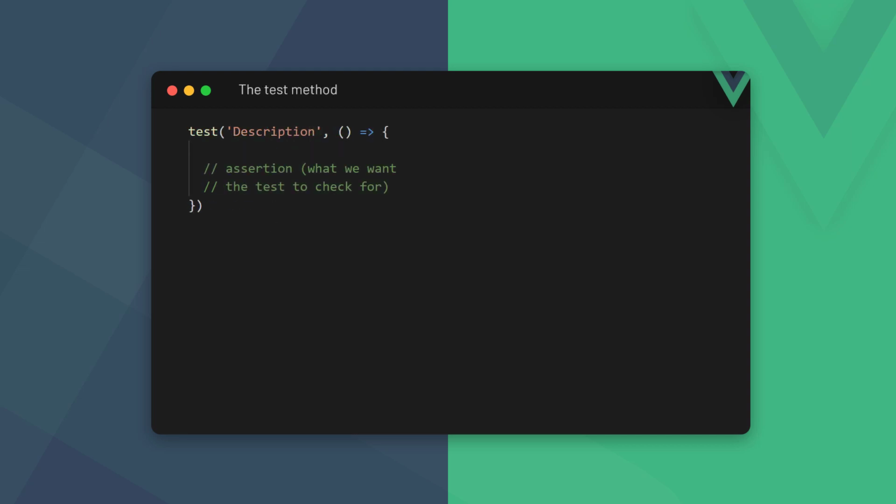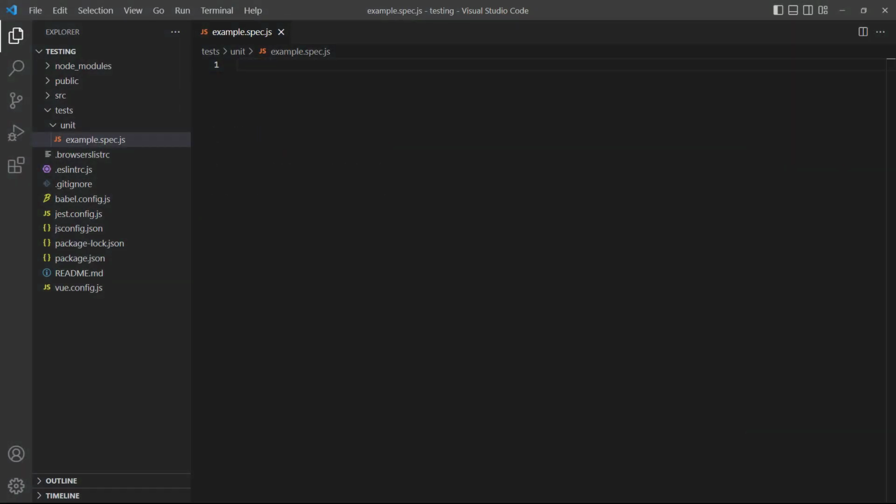To write a test, we use the test method, which takes two arguments. The first is a string outline or description of the test being done. The second is a callback function that contains the test's assertions. As an example, let's write a simple test that checks if 1 plus 1 equals 2. We'll start with the outline and describe what we want the test to accomplish. In our case, we expect 1 plus 1 to equal 2, so that's what we'll write.